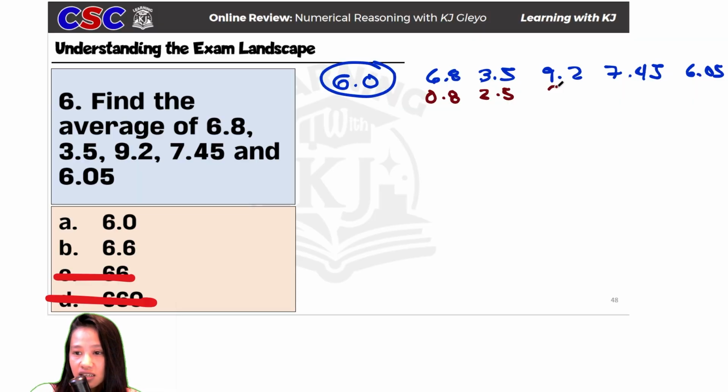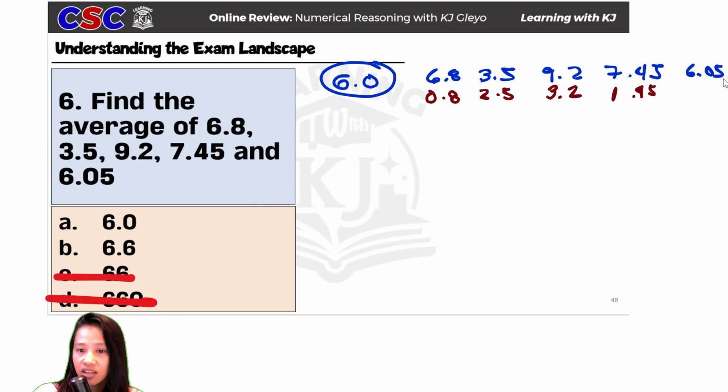9.2 minus 6 is 3.2. Kaya nga sinabi kong yung mga ones digit, kung 1 ang pinakamataas, or tens digits, kung nasa tens or hundreds digits ang numbers natin. Okay? So, we have 7.45 minus 6. Again, this is 0.45. Tapos yung 1 dito.